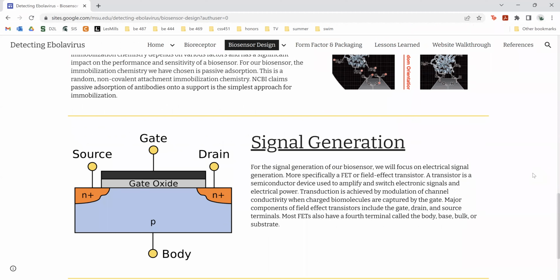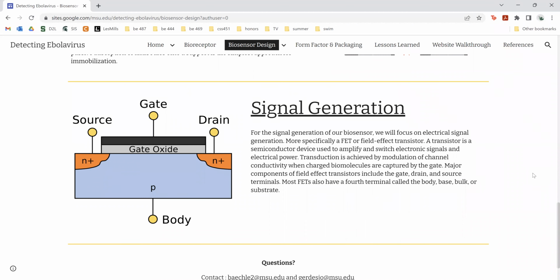As you scroll down, you can see our signal generation. For the signal generation of our biosensor, we will focus on electrical signal generation, more specifically an FET or field effect transistor. A transistor is a semiconductor device used to amplify and switch electronic signals and electrical power. Transduction is achieved by modulation of channel conductivity when charged biomolecules are captured by the gate. Major components of these FETs include the gate, the drain, and the source terminals. They also, in some cases, have a fourth terminal called the body, base, bulk, and/or the substrate.